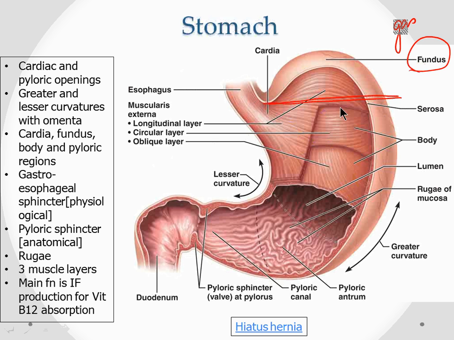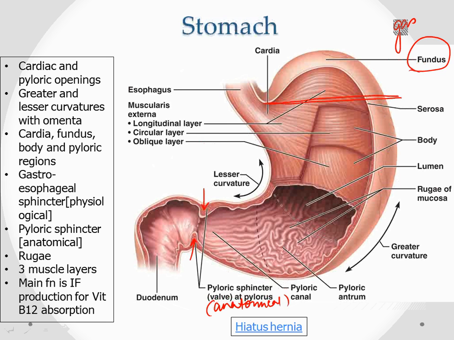Then the rest of the stomach is called the body. This big part is called the body, which leads into a funnel-shaped area known as the pylorus. This part consists of a dilated part called the pyloric antrum, which leads into a little canal called the pyloric canal, which stops at a sphincter. This is a true anatomical sphincter. You can see the increased circular muscle over here. This is known as the pyloric sphincter.